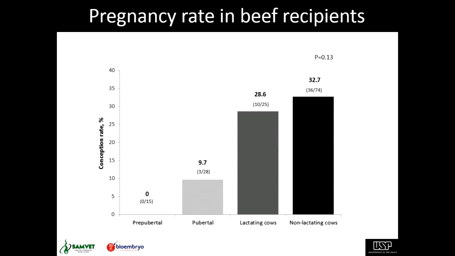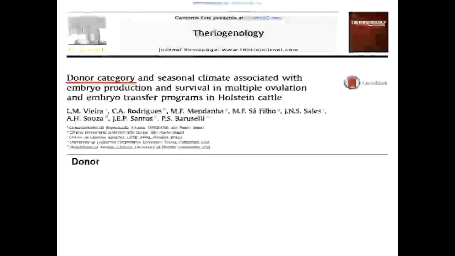So we can understand better what is happening here, but the young animals are producing lower than adult animals in conception rate also.